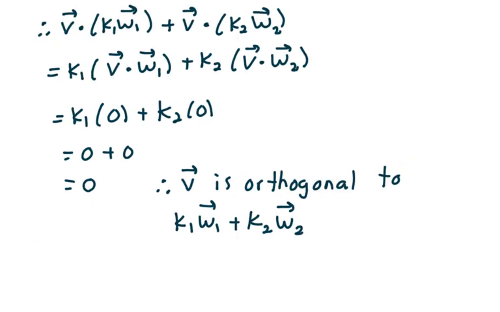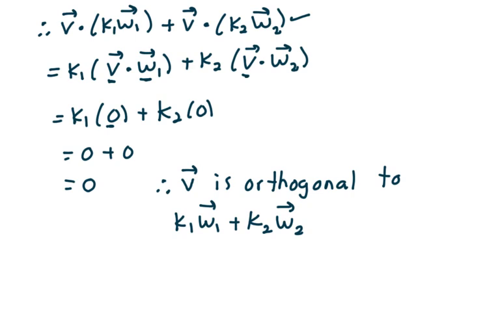So I rewrote and reiterated. So the dot product of V and K sub 1 W sub 1 plus the dot product of V and K sub 2 W sub 2 is equal to K sub 1 times V dotted with W sub 1 plus K sub 2 times the dot product of V and W sub 2. But remember that V is orthogonal to W sub 1. And so the dot product is 0.